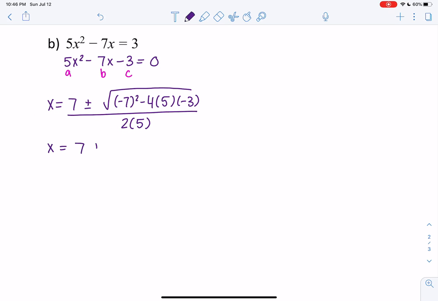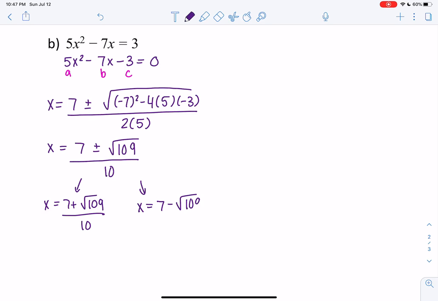So we'll have 7 plus or minus the square root of 109 all over 10. And for our purposes here, we can have decimals. That's always a fair question to ask. Can I use decimals? Can I not? But usually I would have that you're allowed to round. So in this case, we can have decimals. So x equals 7 plus root 109 over 10, and we'll have x equals 7 minus root 109 all over 10.